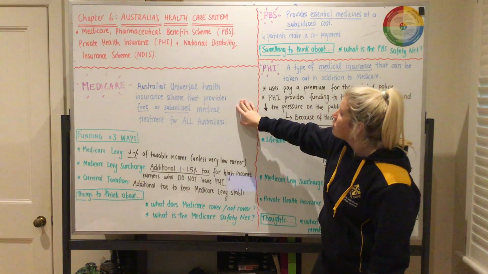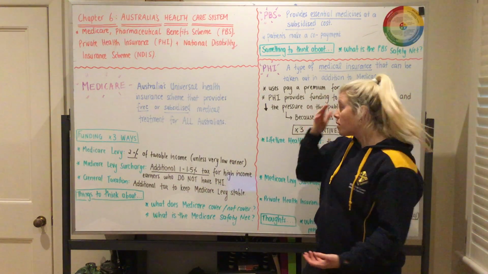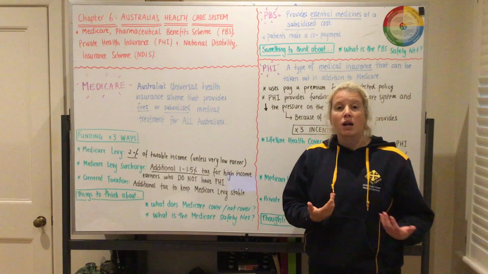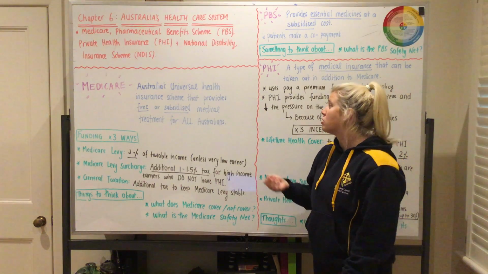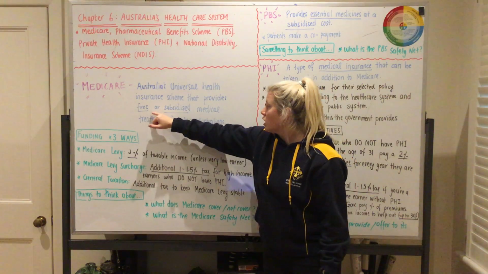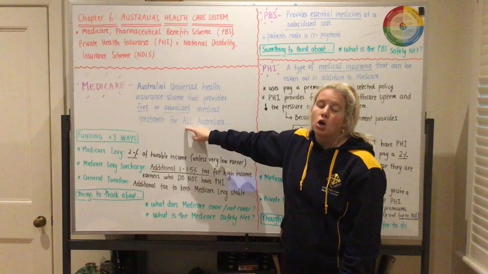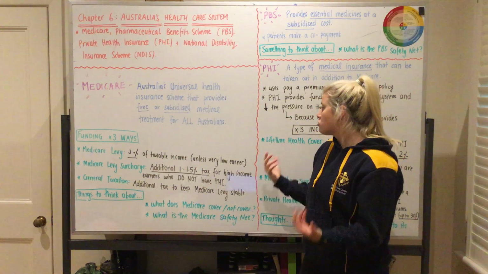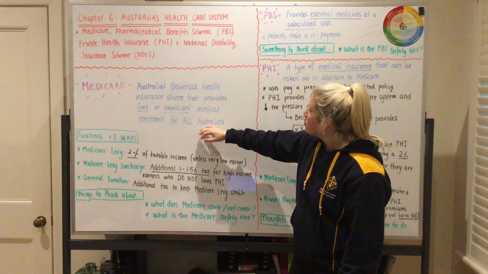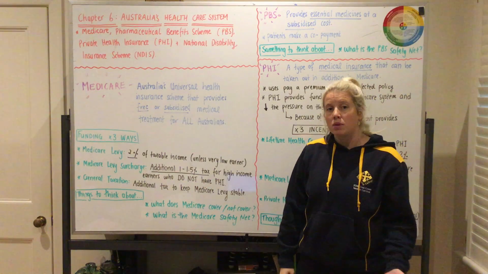You can see here that I've noted it's Australia's universal health insurance scheme. When we're thinking about insurance, we're thinking about looking after people with regards to their health, should they have any issues. It also provides, and you'll see I've underlined this, free or subsidised medical treatment for all Australians. If you are a permanent Australian resident, you are covered by Medicare. You'll also find that with Medicare there are reciprocal rights with some countries.